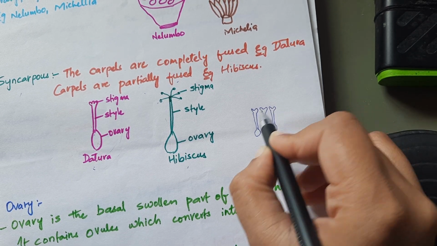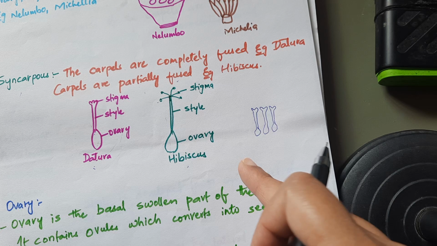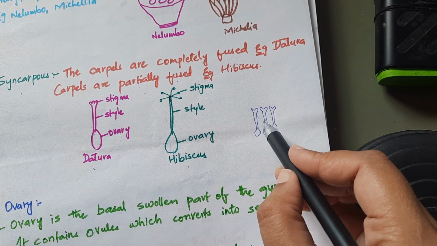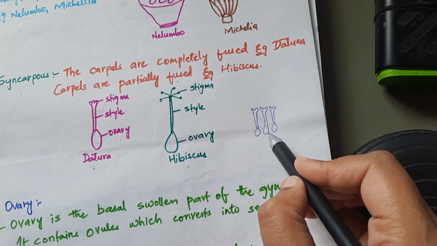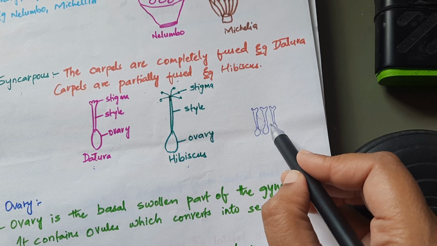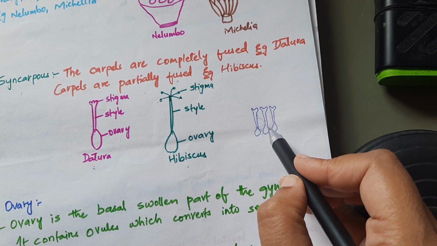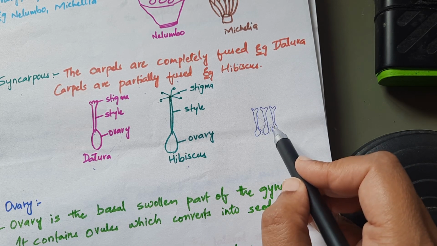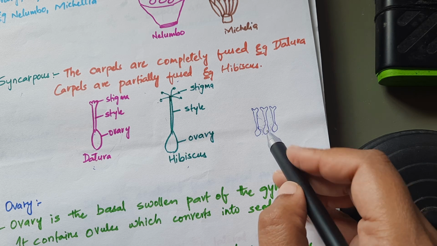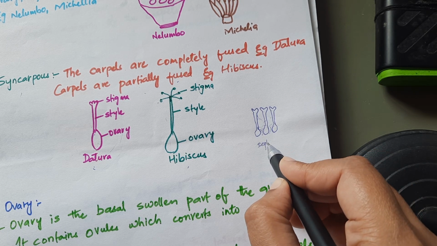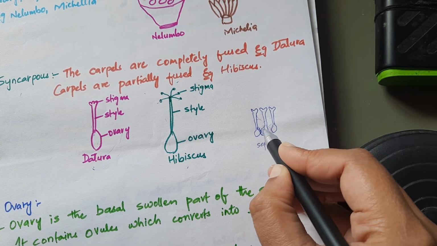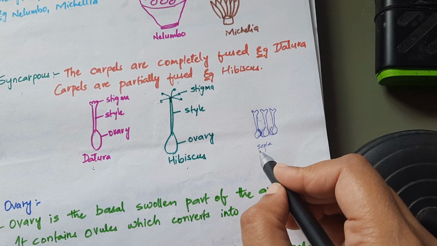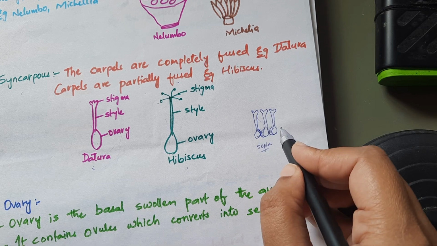Okay, so if the fusion is taking place, what is happening here? The margins of the carpels will bend and unite in the middle region. As a result, the union is taking place in the middle region. Due to this, a wall is formed between the carpels and it forms a septa. A septa is developed because of the joining or bending of these particular margins.